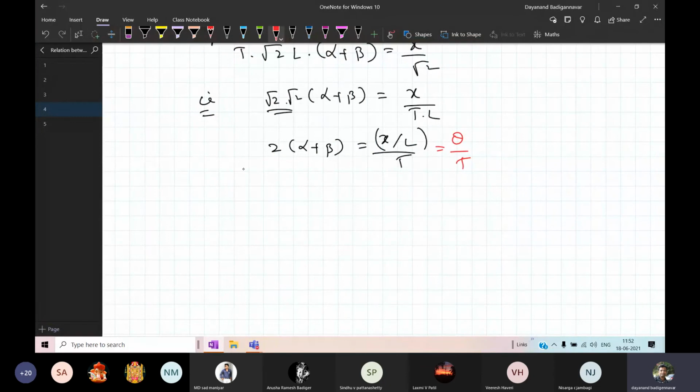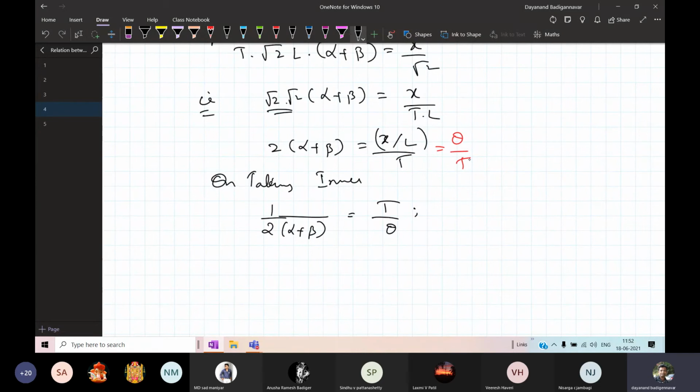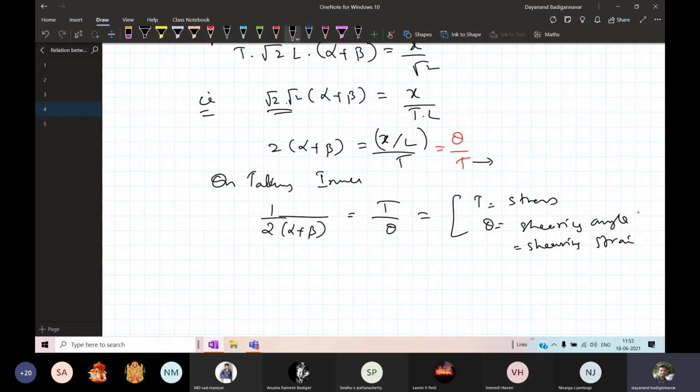Now you take the inverse. On taking the inverse, that will give you 1 divided by 2 into alpha plus beta, that is equal to T by T. Now what is this T? T is the stress, that is the applied stress. Theta is the shearing angle, or it is also called the shearing strain.